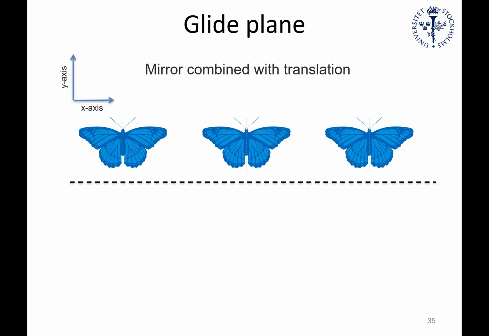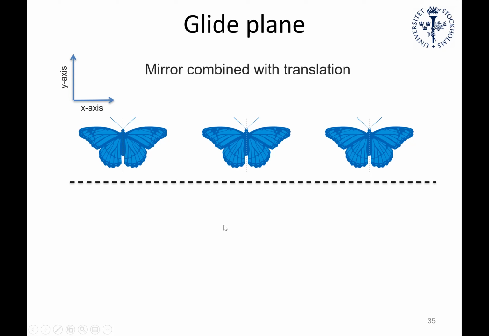So glide planes now. Glide planes are a combination of mirrors with translation. Right now we just see butterflies related by translational symmetry. But let's say we have a glide plane. Mirror planes are usually bold, solid lines. Glide planes are often represented with dashed lines. So say we have a glide plane in this case. The glide plane is perpendicular to the y-axis. It runs along the x-axis, but it's perpendicular to the y-axis.